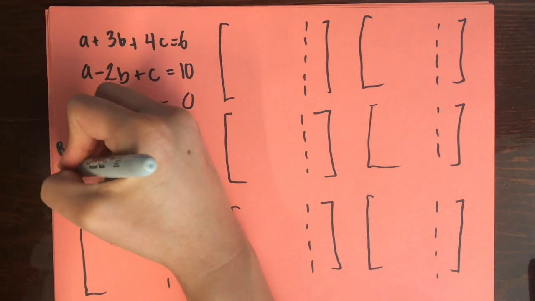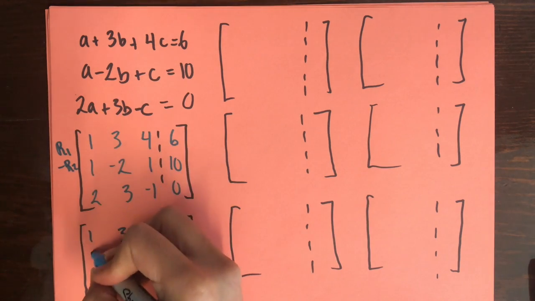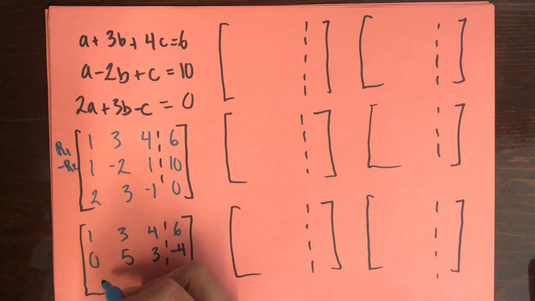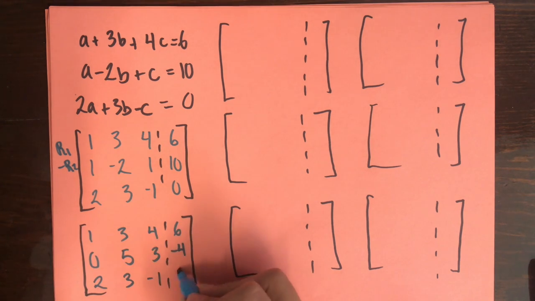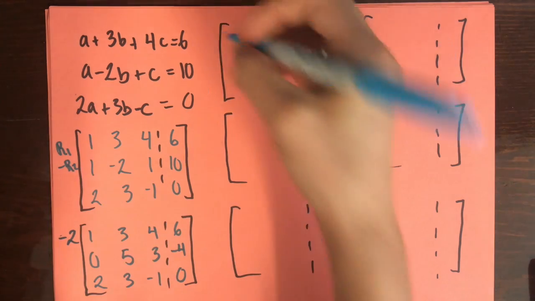So the first thing I want to do is, in the second row, I want that first number to be 0. So what I do is I do row 1 minus row 2. So 1 minus 1 is 0, 3 minus negative 2 is 5, etc. And then I'm just going to rewrite row 3.